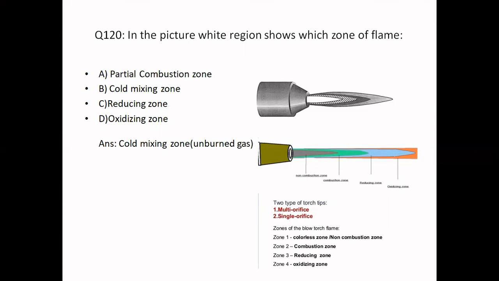Now we have the partial combustion zone where gases are trying to convert into heat. Reducing is the zone where our alloys try to melt. That is the zone which reduces or melts the alloy. The oxidizing zone will try to oxidize the alloy, not melt the alloy.